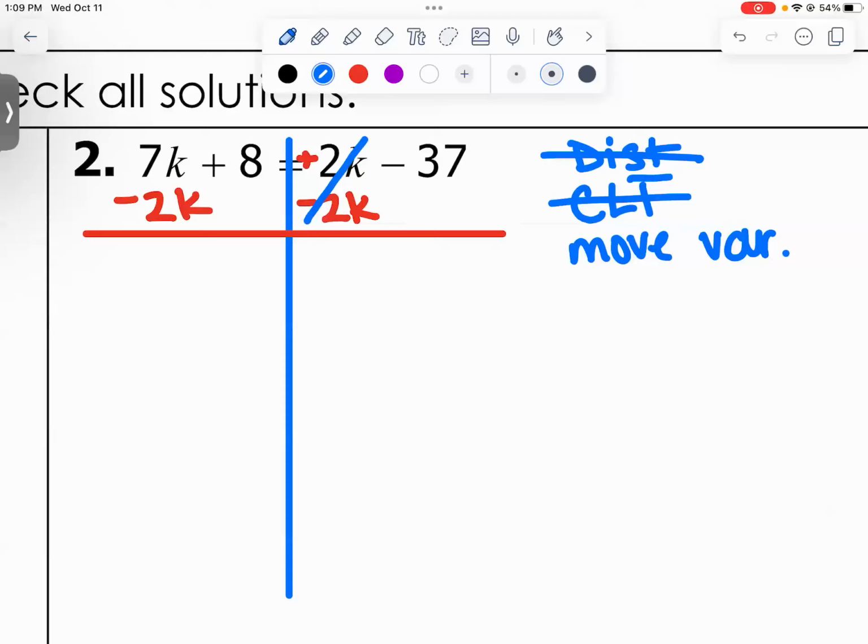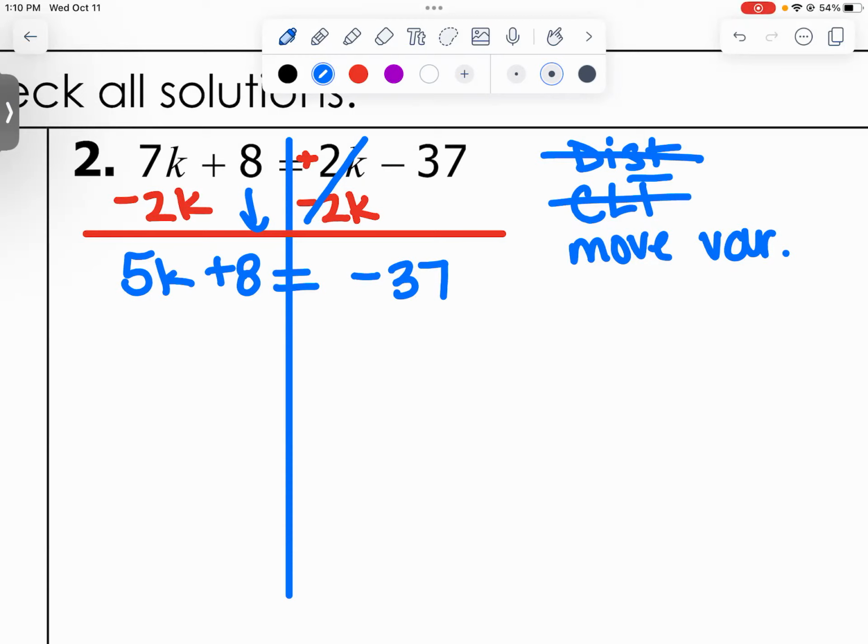All right. Caesar, what happens when I take 7k minus 2k? 7k minus 2k. So we have 5k. This plus 8 is still here. My equal sign never goes anywhere. These guys go away. What's on my right side? That was correct. That minus needs to stay. Only the k is canceled out. That minus is still there. So it's a negative 37.